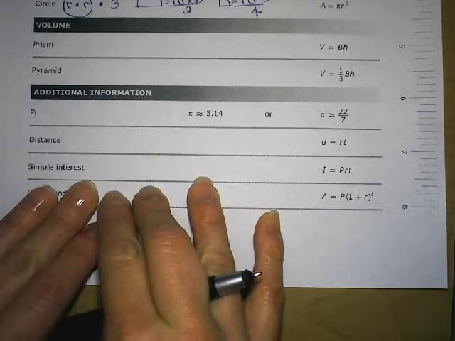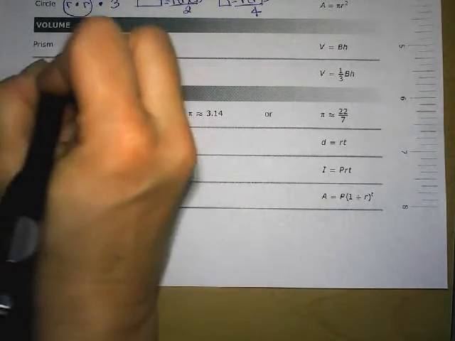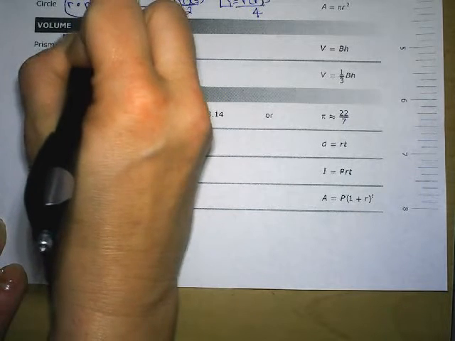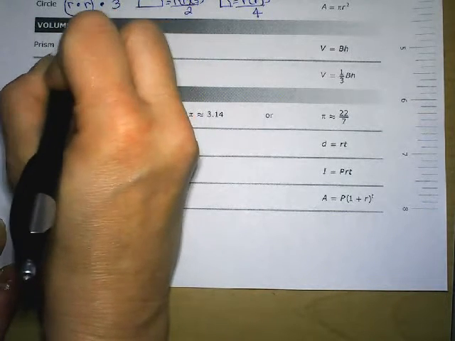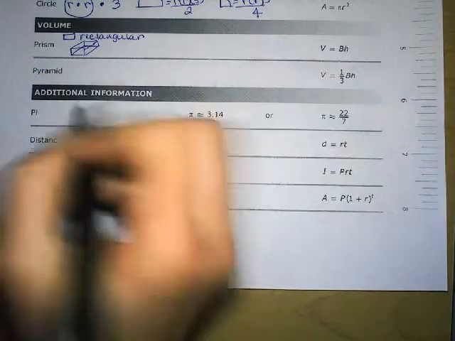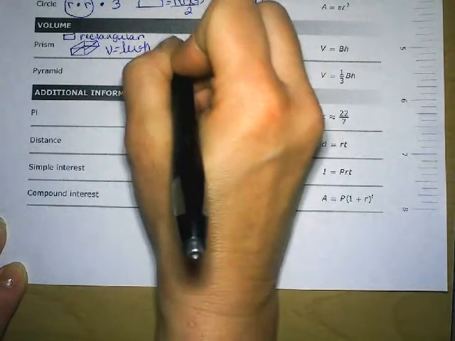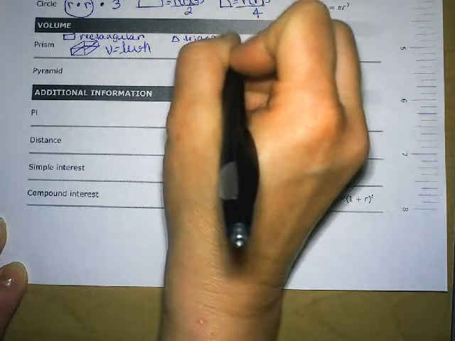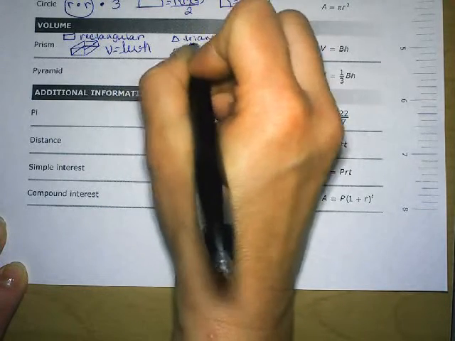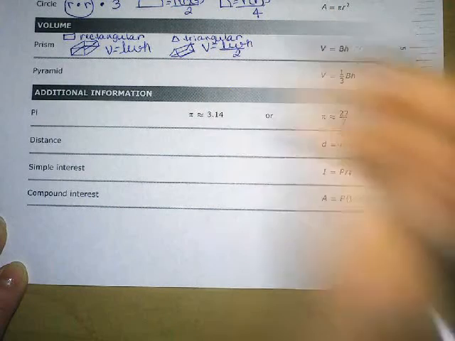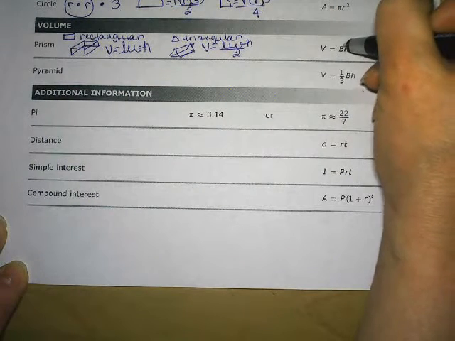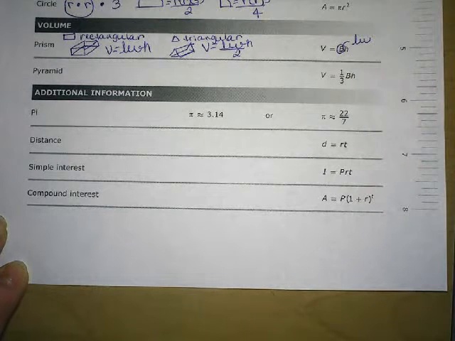Let's look at volume of rectangular prisms. Volume equals length, width, and height. Triangular prisms. Volume equals length, width, and height divided by 2, because the triangle is half of a rectangle. The big B is the length and width.